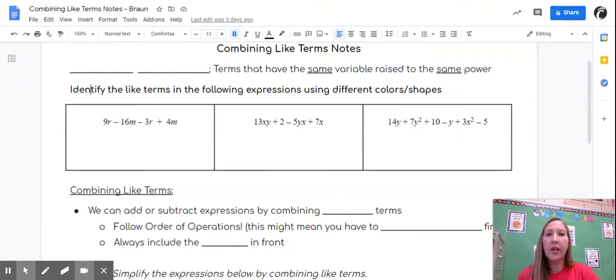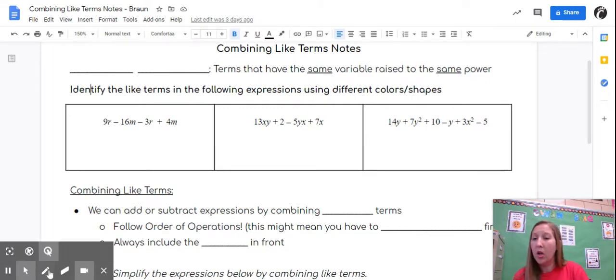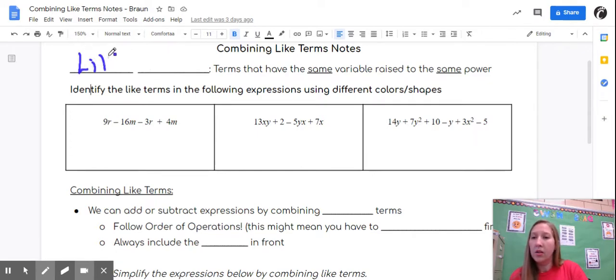Hey guys, today we're going to continue our work with topic 7, and we're going to focus today on combining like terms. So let's go ahead and get started here. Like terms are just terms that have the same variable and are raised to the same power.